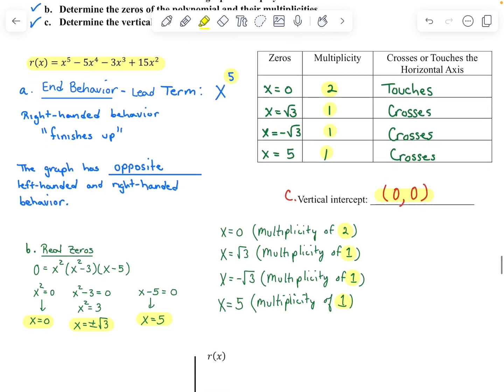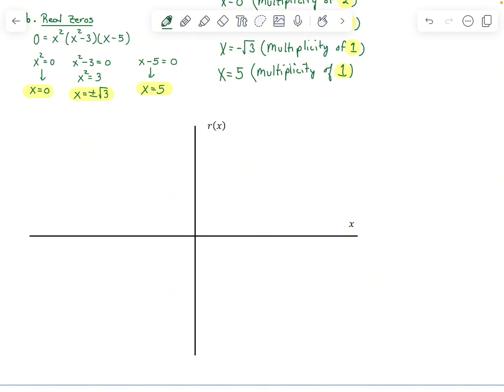So now that we have all of this information, let's go ahead and sketch the graph of r of x. I'm going to start by placing the zeros along the horizontal axis. From their multiplicities, I know that the graph crosses the horizontal axis at negative square root of 3. It touches the horizontal axis at 0, crosses the horizontal axis at square root of 3, and crosses the horizontal axis at 5. The end behavior of the graph is that it finishes up and has opposite end behavior.